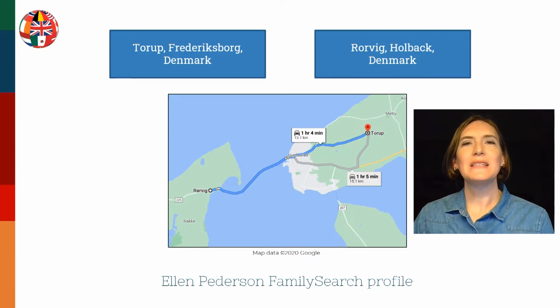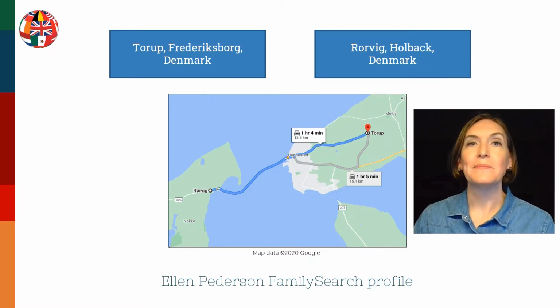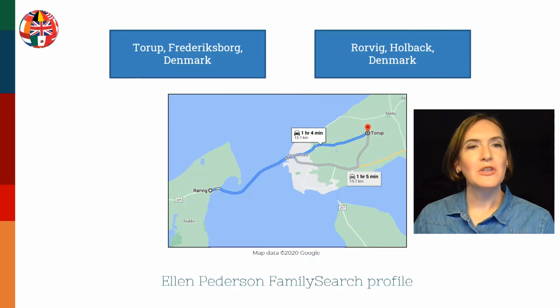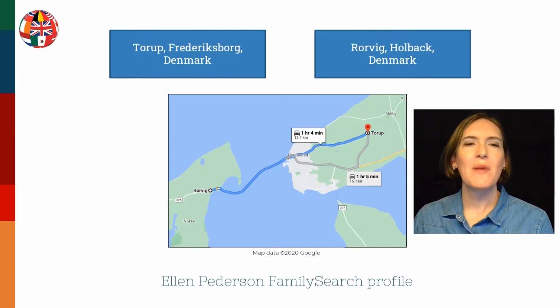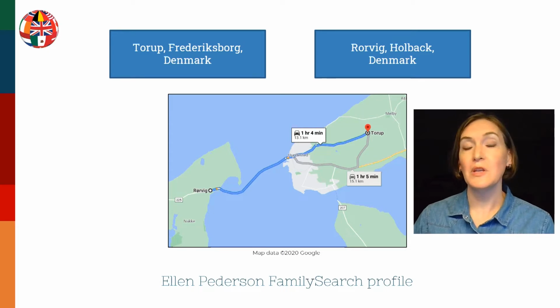I was looking one day at a branch of my family tree that I had never personally researched. I looked at the Ellen Peterson family. I looked at her profile on FamilySearch, and I noticed that she had a lot of records from 2 different places in Denmark. So I probably won't be pronouncing these places right, but Torup and Rorvig. And I looked these up on a map, and they're not too far apart. They're only about 13 kilometers apart. So she could definitely be traveling between those places at different time periods.